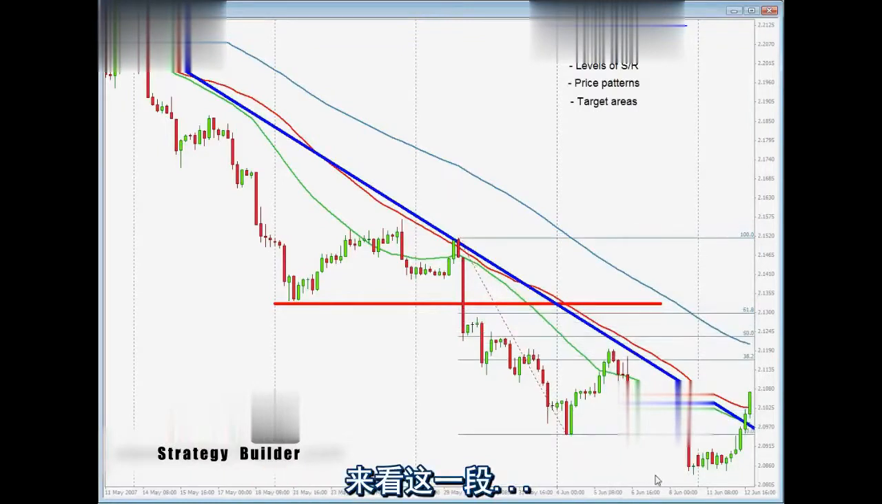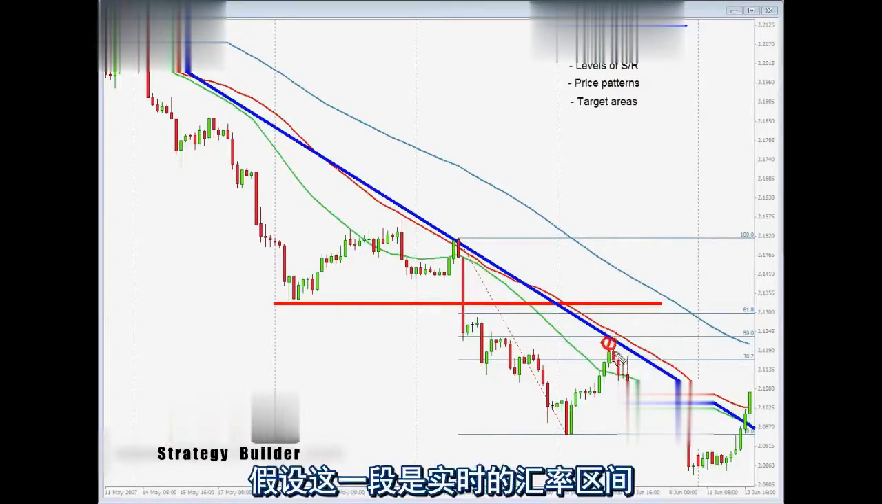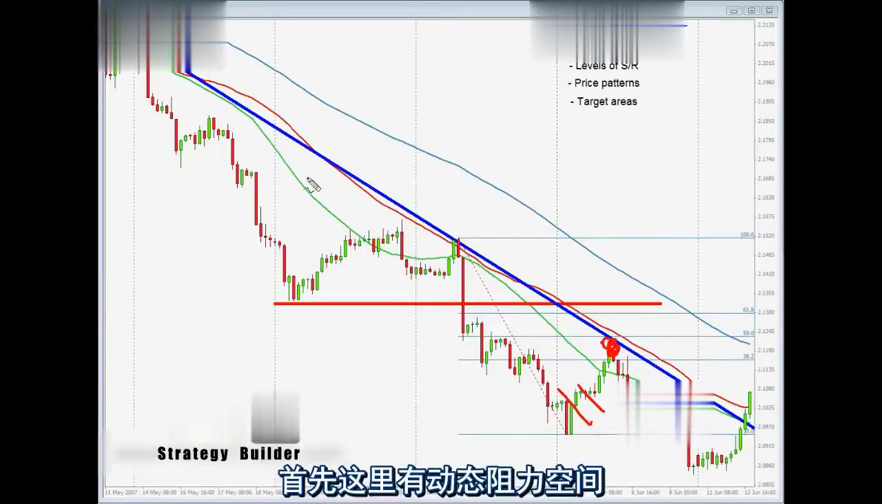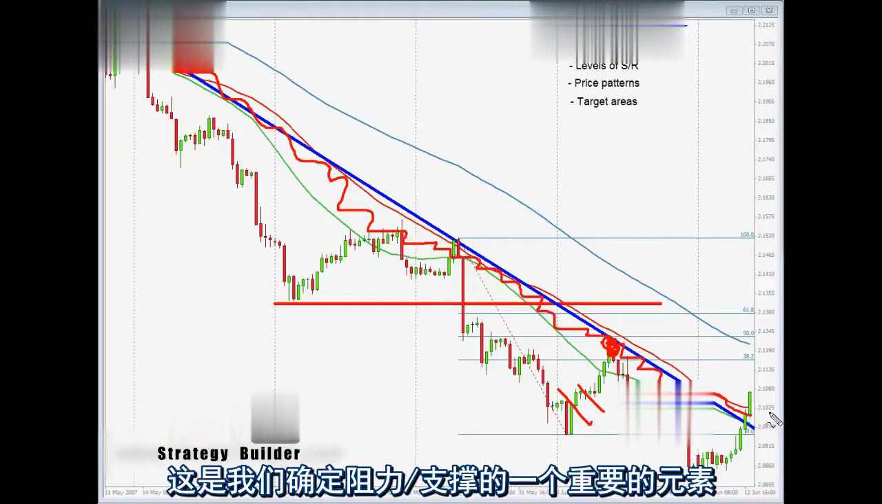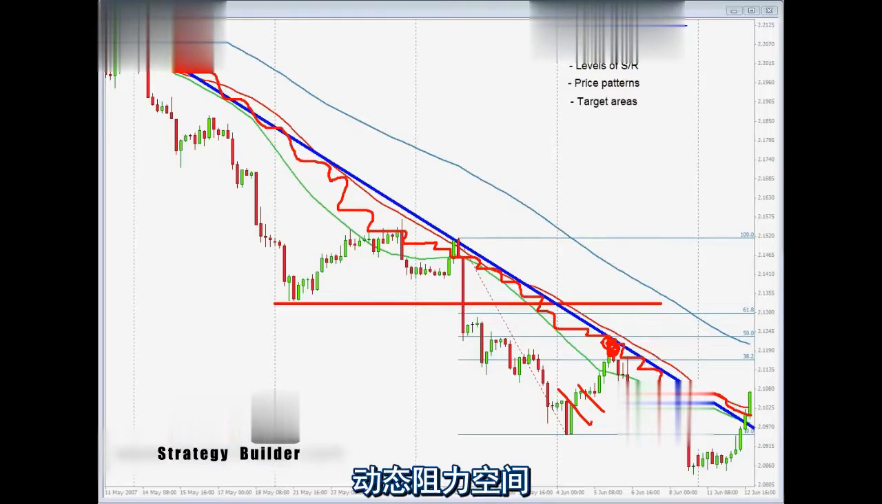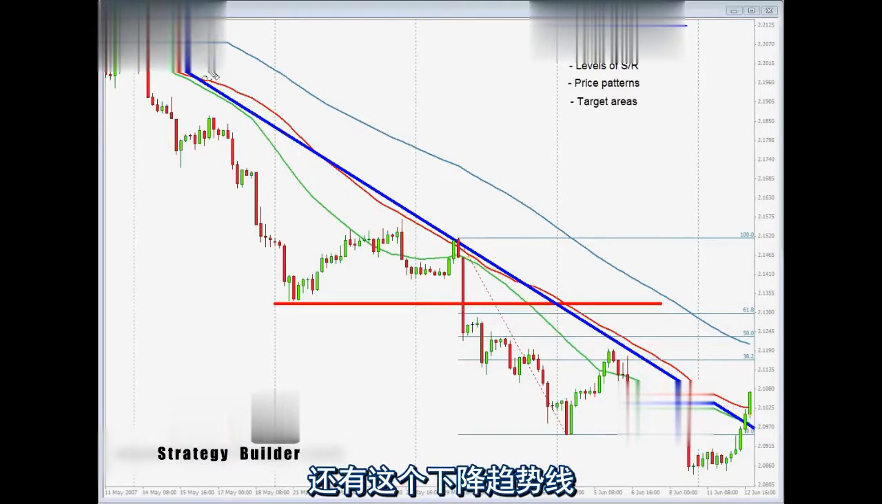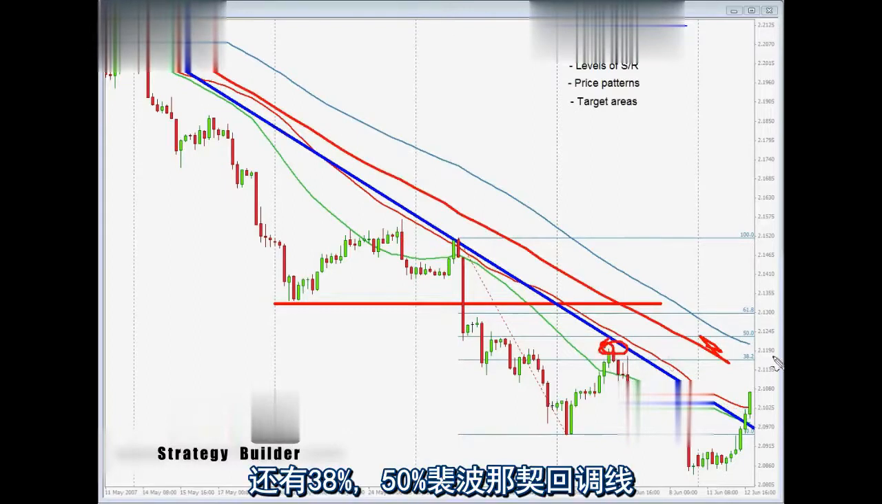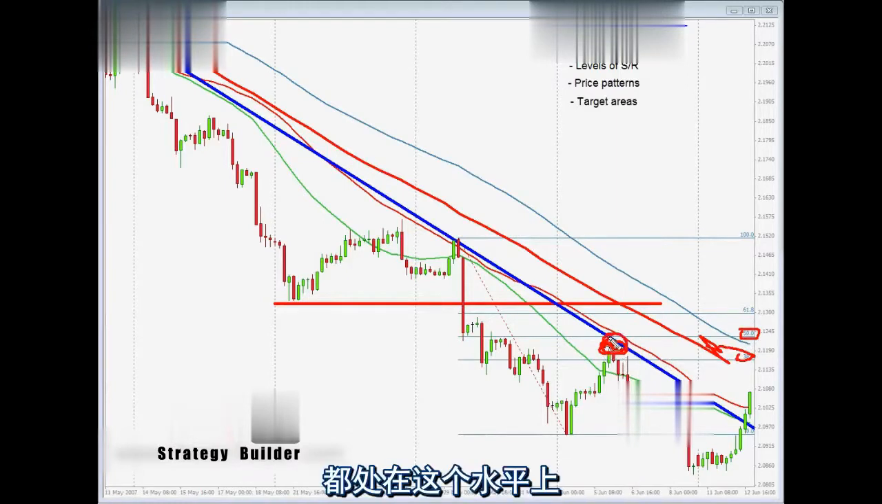There we are. All right, around this area, let's assume live price was somewhere around there. I can see that I have, of course, the dynamic area of resistance, since we're in a downtrend, which is always our main reference as far as finding confluences of support and resistance. So we have the dynamic area of resistance coming around there. Also, we have the downtrend line, right there, and also we have the 50% Fibonacci retracement. All of them coming together at that area.